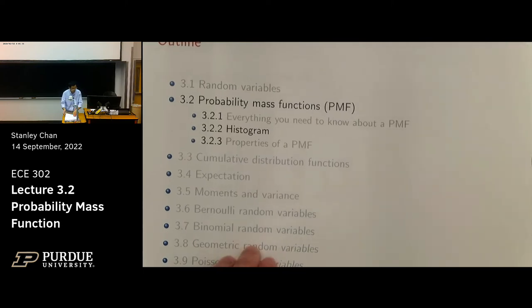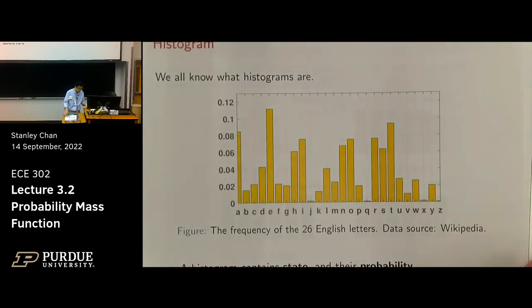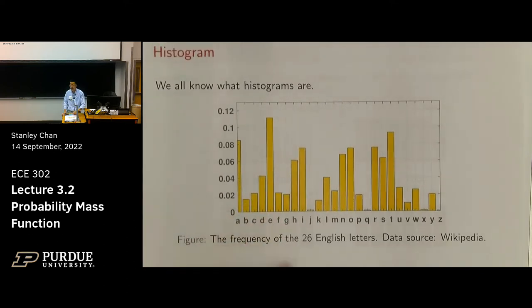So let's look at the histogram. This is a bit more interesting. Here is a histogram I made up from Wikipedia. These are the 26 English alphabets from A to Z, and their probability of happening. If you read a book and pick a letter, what is the probability that you're going to get an X? What is the probability of getting an E?